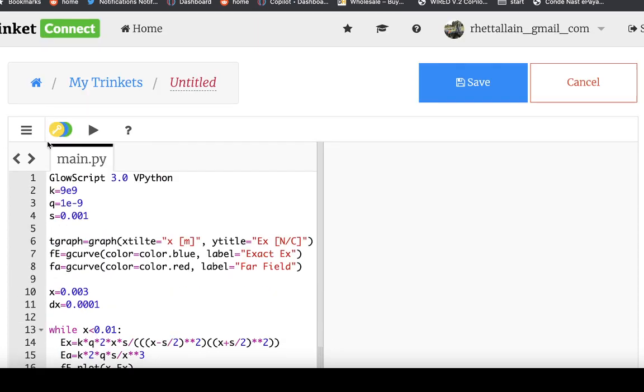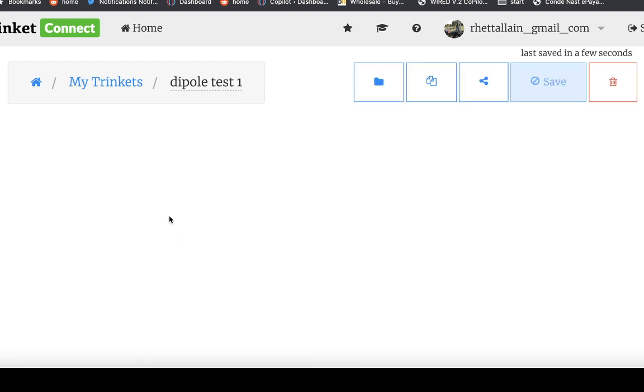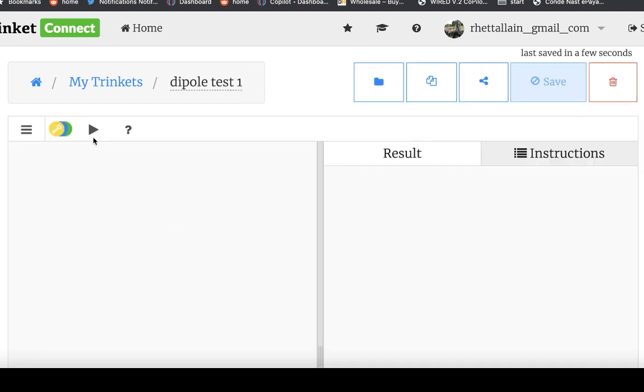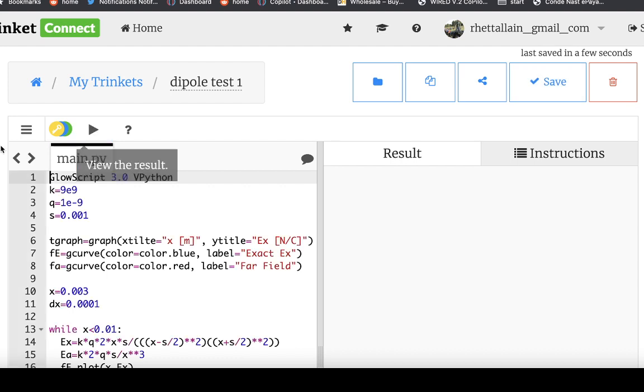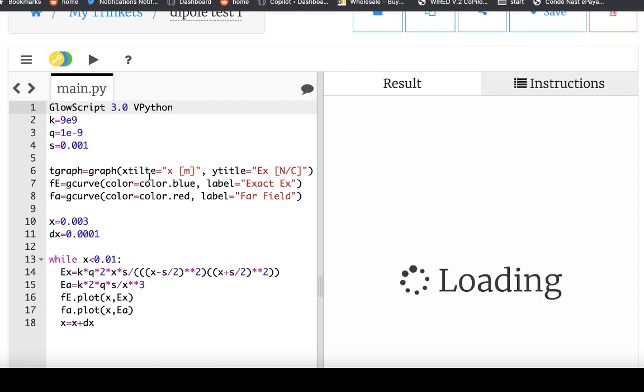Let's just see. Dipole test 1. Save it. What do you think? Do you think this is going to run the first time? I don't know. It seems like it never does, but that's okay. I'm kind of scared. When it does this, I just get scared. And then I think maybe it never ends. Oh, it did something.